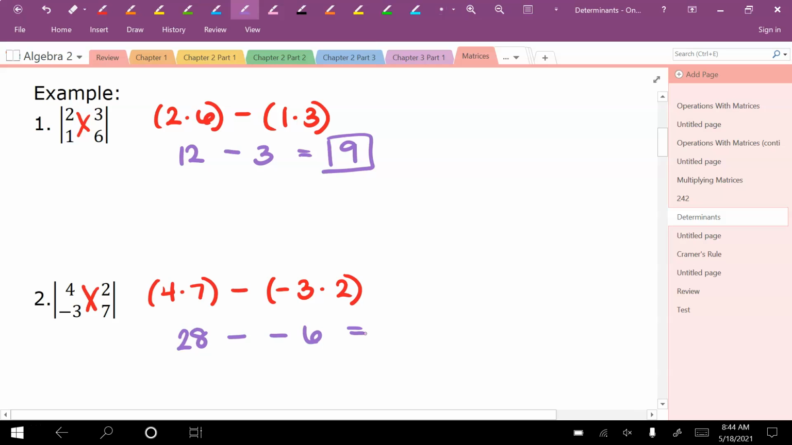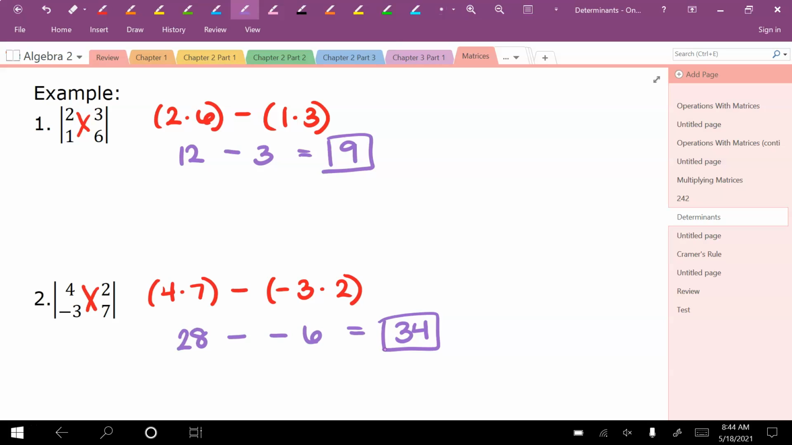When you do this one, be careful of the negative signs there, because you're taking 4 times 7, which is 28. You're subtracting negative 3 times 2, which would be negative 6. So you're going to end up adding those two numbers together, and you should have gotten 34 for your final answer. Okay? So that's a 2 by 2. Pretty easy. Cross, multiply, subtract.